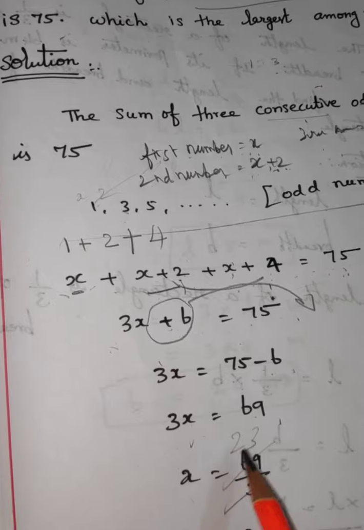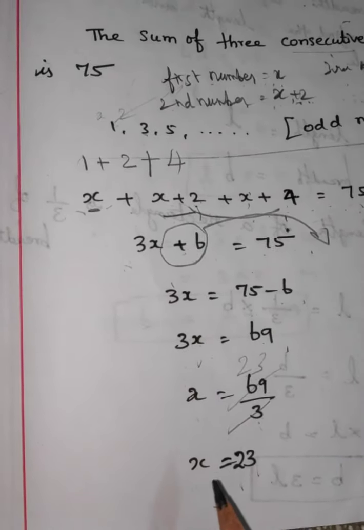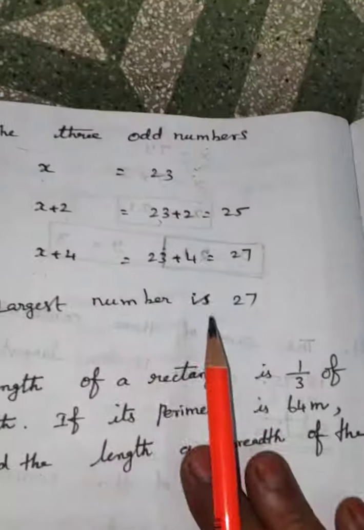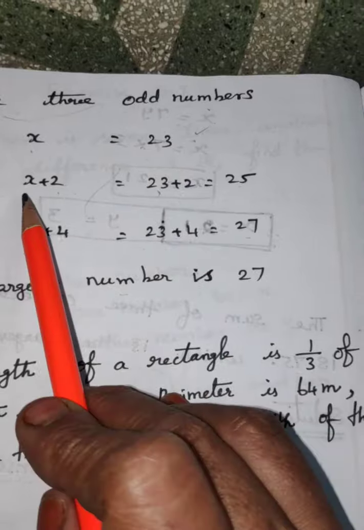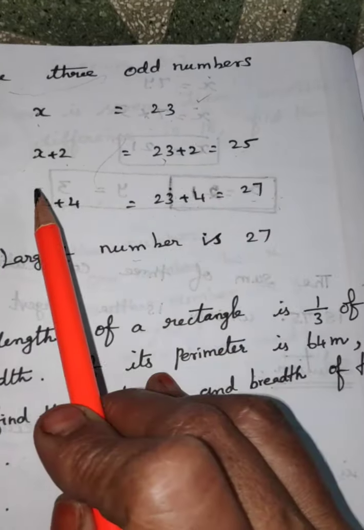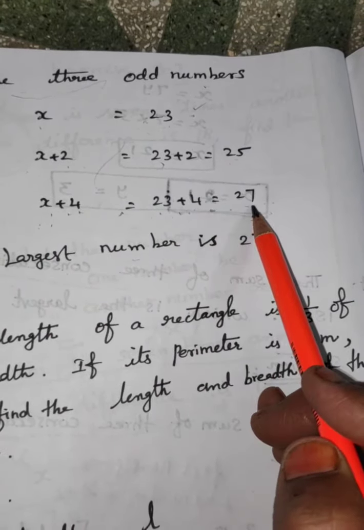1 3 is 3. 2 3s are 6. 3 3s are 9. Now x value equal to 23. So first number x equal to 23. Second number x plus 2: x value equal to, what is the answer? 23 plus 2 equal to 25. Third number x plus 4 equal to 23 plus 4 equal to 27.